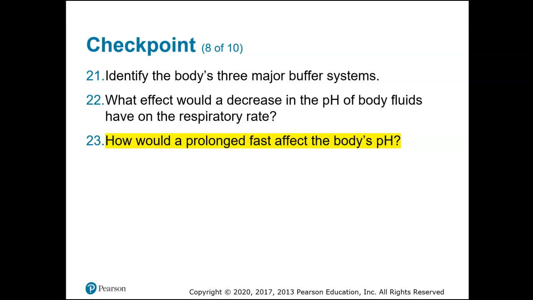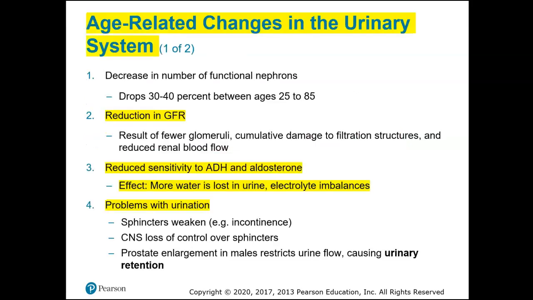So, how would a prolonged fast affect the body's pH? Well, if you go into a prolonged fast, your body is eventually going to start breaking down fat because you won't be taking in enough carbohydrates, right? So your body's going to start breaking down fat. And when your body uses fat for cellular respiration, then fat can produce ketones, which will cause your blood pH to drop. And you can go into acidosis from that.